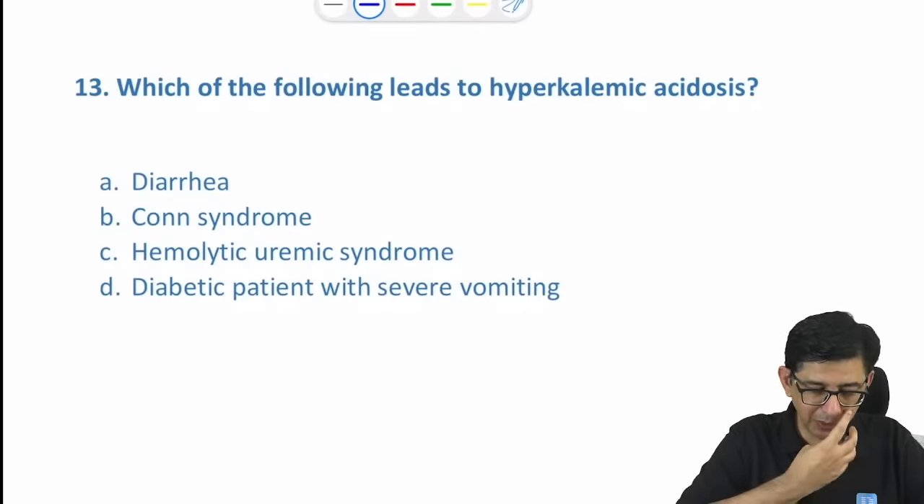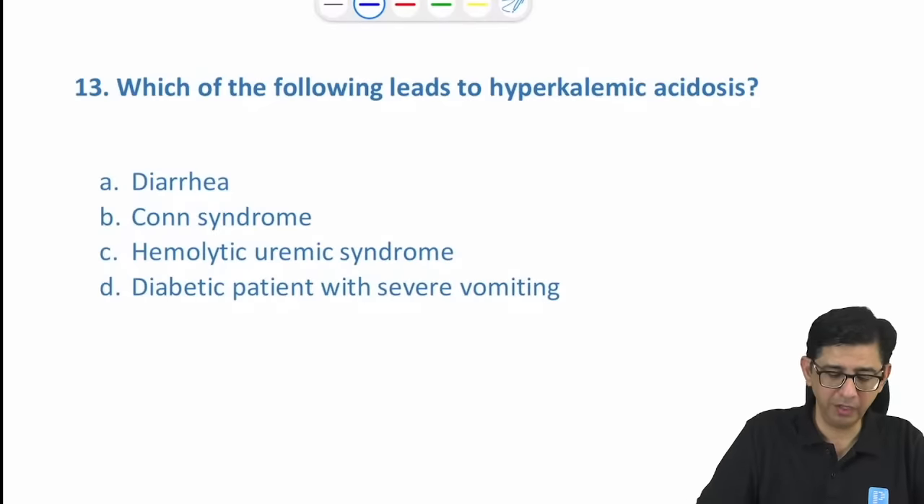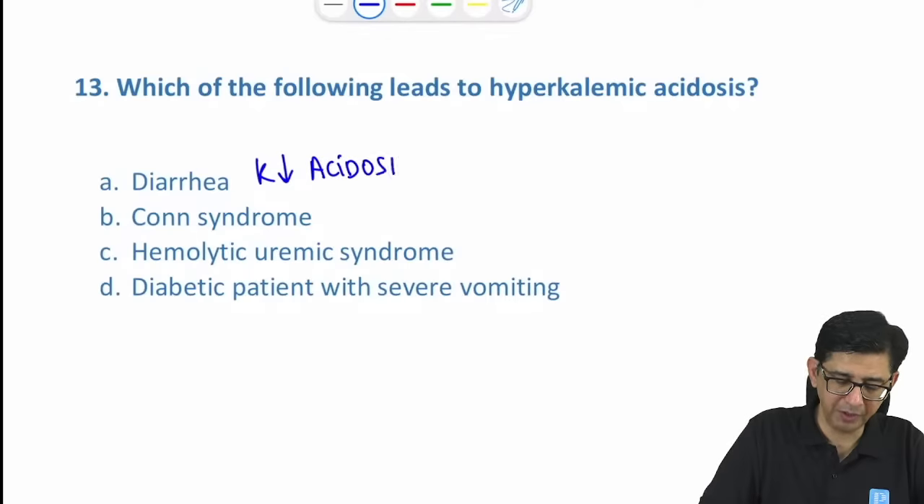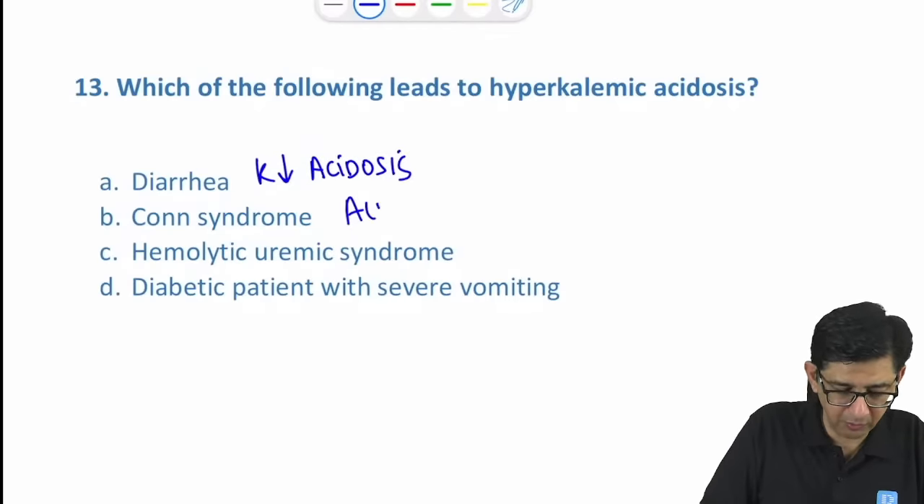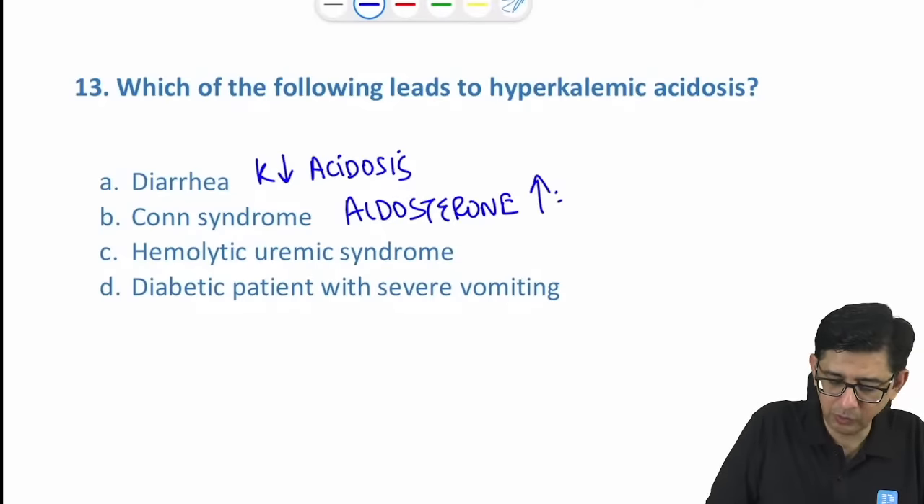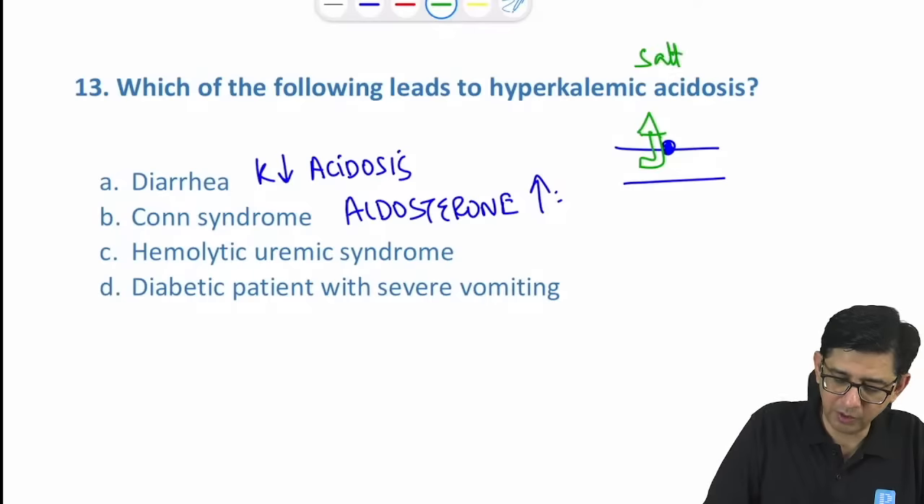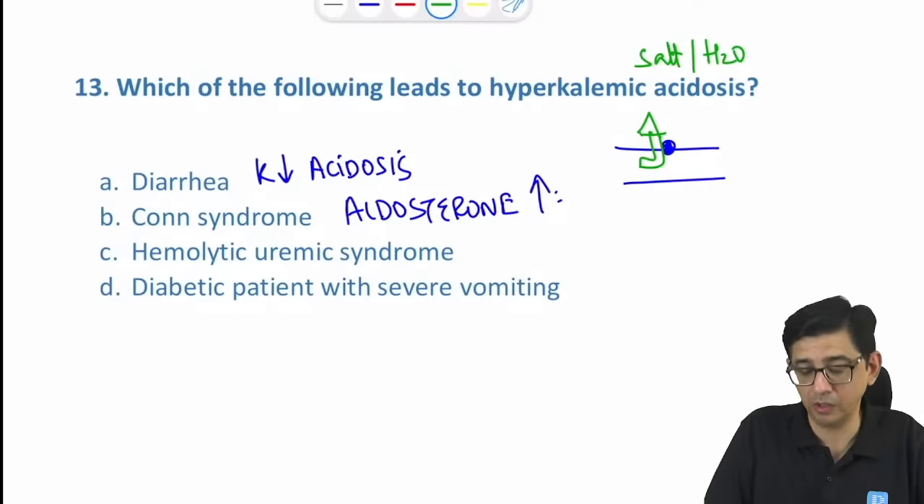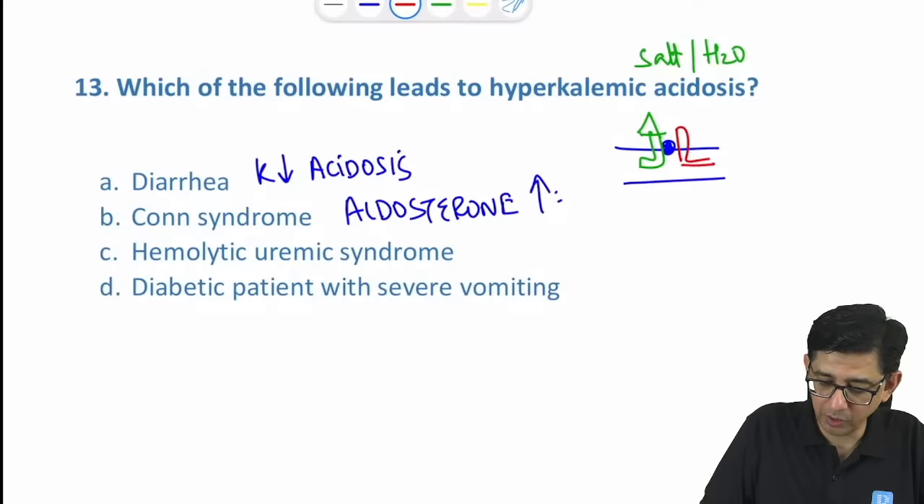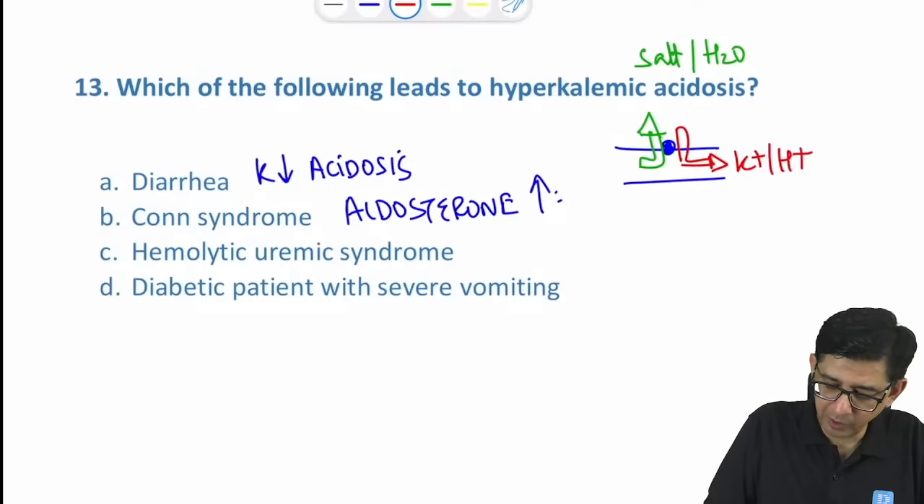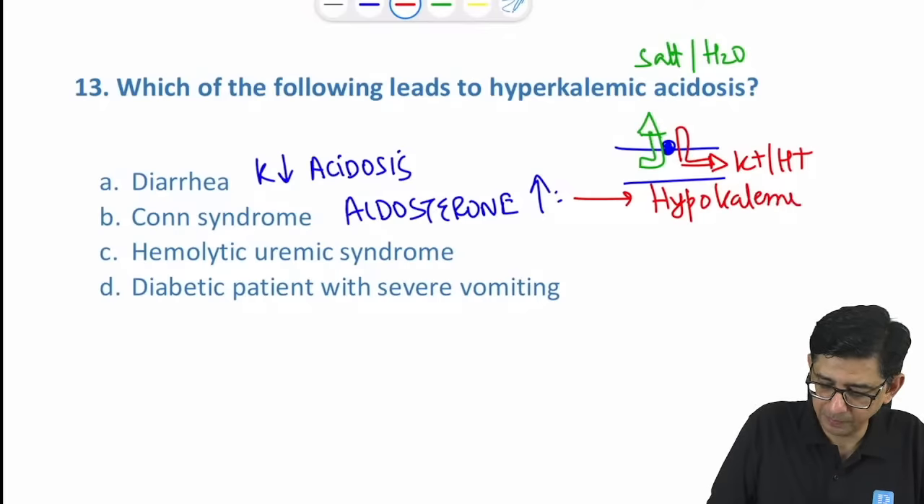Okay guys, the next one is regarding hyperkalemic acidosis. So diarrhea will be causing hypokalemia, though it will cause acidosis because there would be circulatory failure in the patient. Conn syndrome is having more aldosterone. More aldosterone will always contribute to urinary loss of potassium and hydrogen. I've drawn this diagram, I think, umpteenth number of times. Aldosterone will be causing gain of salt and water. That's okay, that will explain the hypertension component. But the bad news is there would be a urinary loss of potassium and hydrogen. So every time you read the word hyperaldosteronism, what should always click in your mind is the word hypokalemic alkalosis.